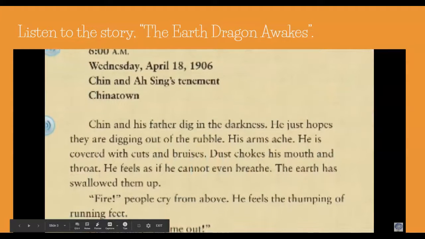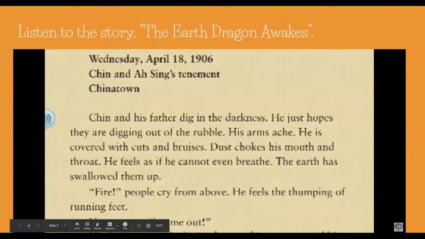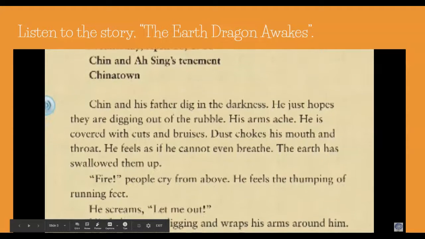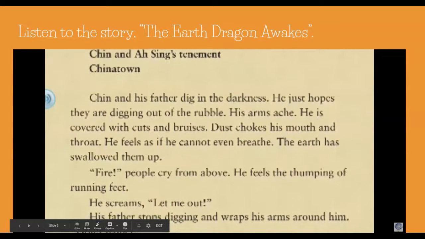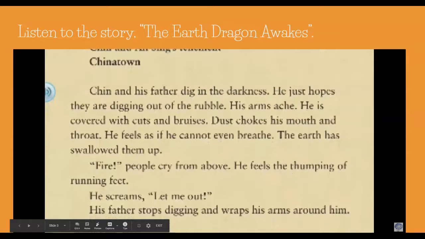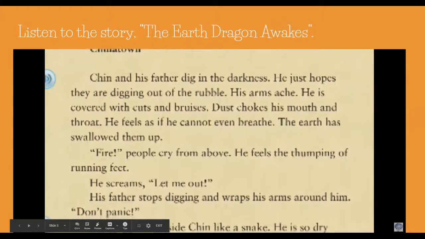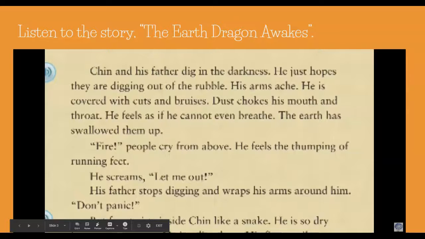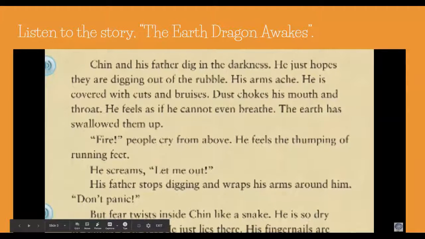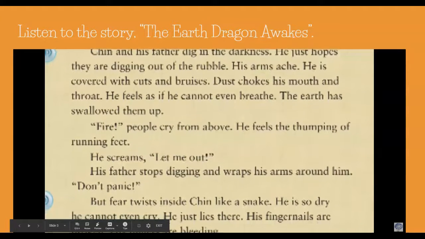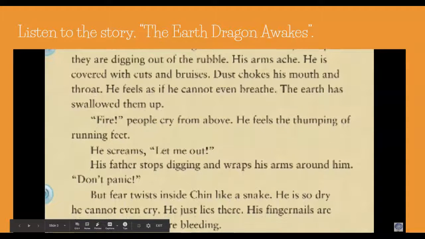6 a.m., Wednesday, April 18th, 1906. Chen and Ah Sing's tenement, Chinatown. Chen and his father dig in the darkness. He just hopes they are digging out of the rubble. His arms ache. He is covered with cuts and bruises. Dust chokes his mouth and throat. He feels as if he cannot even breathe. The earth has swallowed him up.